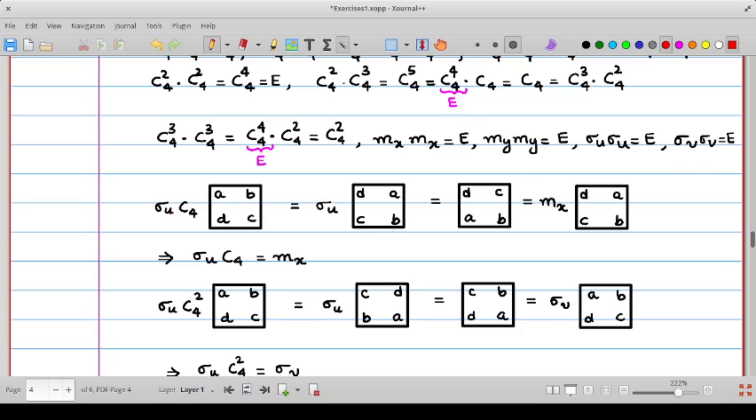So first we consider sigma u times C4. So the group composition is defined as follows. Consider the first operation acting on the object, and then on the result of that apply the second operation. Okay, so first we consider C4 acting on this. C4 is a rotation by pi by 2, so that A goes to this position, B goes to this position, C goes to this position, and D goes to this position. So this is equal to sigma u times the rotated square, with A going to this position.